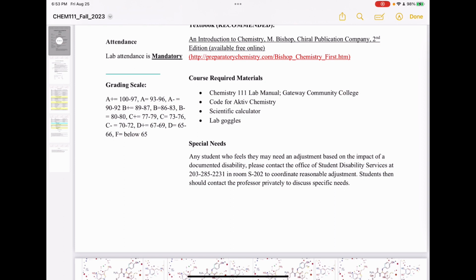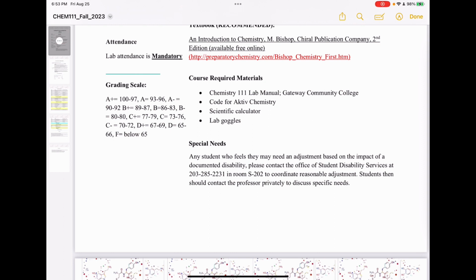Now, for the lab reports that you will be submitting, you will need the lab manual in order to get the blank sheets to submit your data for the experiments that you will be doing. So you will need the lab manual on the first day. Otherwise, you're not going to be able to submit your lab report.